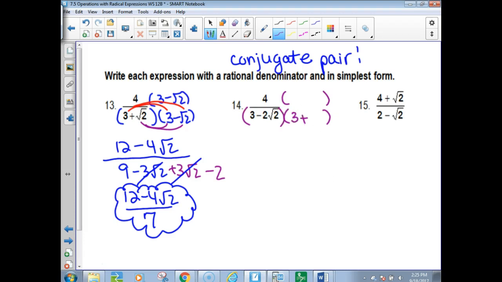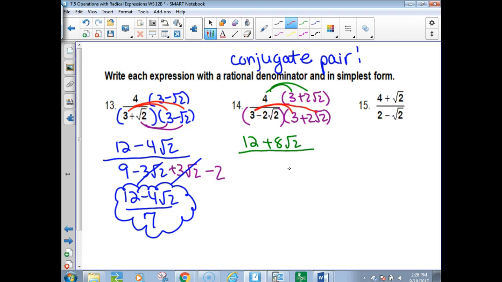Okay, 3 plus 2 square roots of 2, or 2 times the square root of 2. All right, here we go. Distribute the 4, quick, on the top. That's going to be simple. That's the part we don't mess up. And then comes the bottom. Okay, 3 times both of those.